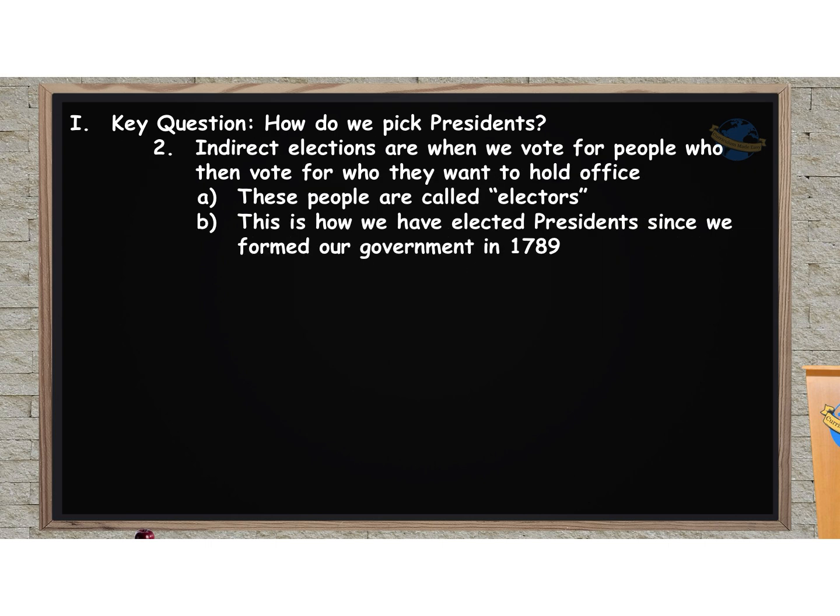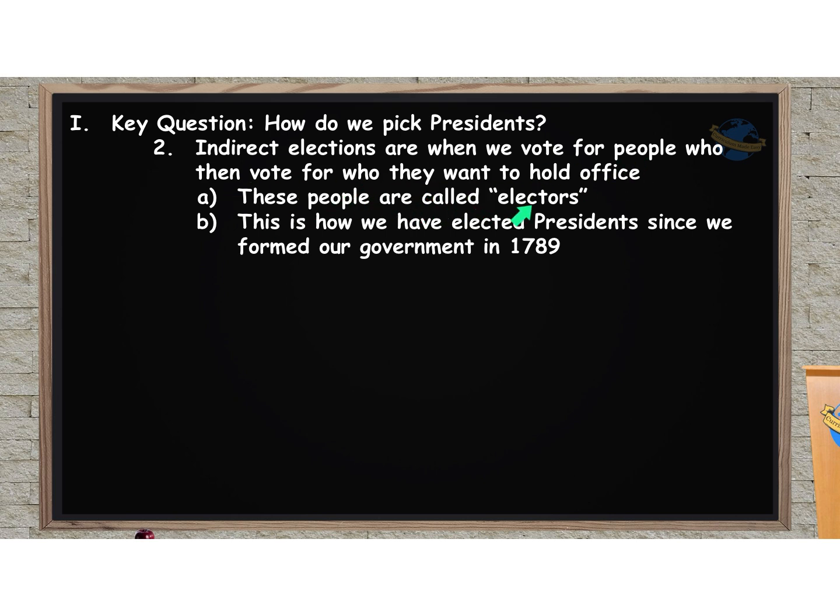Indirect elections are a little bit different. You can think of this like the way we create our laws. We don't directly vote on the laws. Instead, we vote for people who then vote on the laws on our behalf. That's an indirect election on how the laws are made. Indirect elections when it comes to candidates were kind of similar, right? Here, we're voting for people who then vote for who they want to hold office.